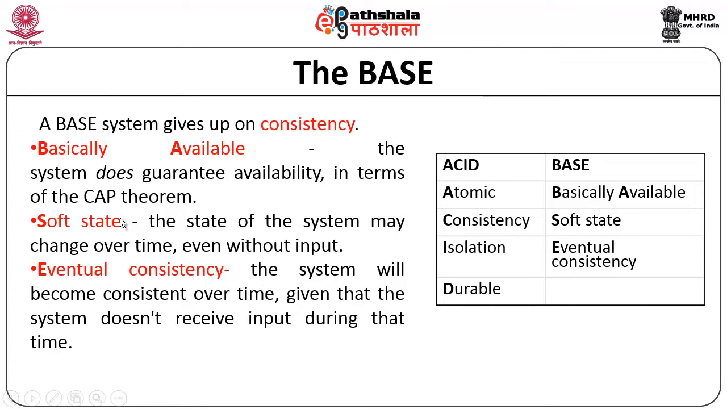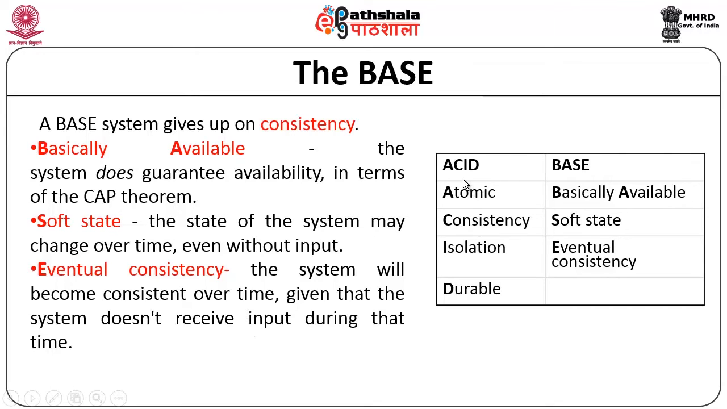Soft state means the state of the system may change over time even without input, that is, the consistency of the data may change over time, and consistency may come into the picture only after a particular action has been taken in the given database. So, it becomes eventually consistent. What do we mean by eventual consistency? The system will become consistent over time, given that the system does not receive any input during that time. So, the system waits for a duration where there is no input, and at that point it makes itself consistent with respect to the given data.